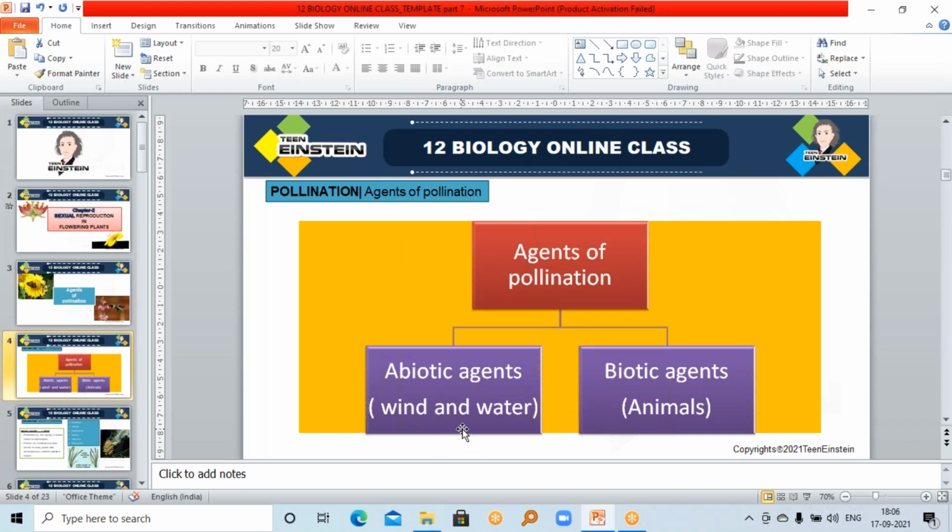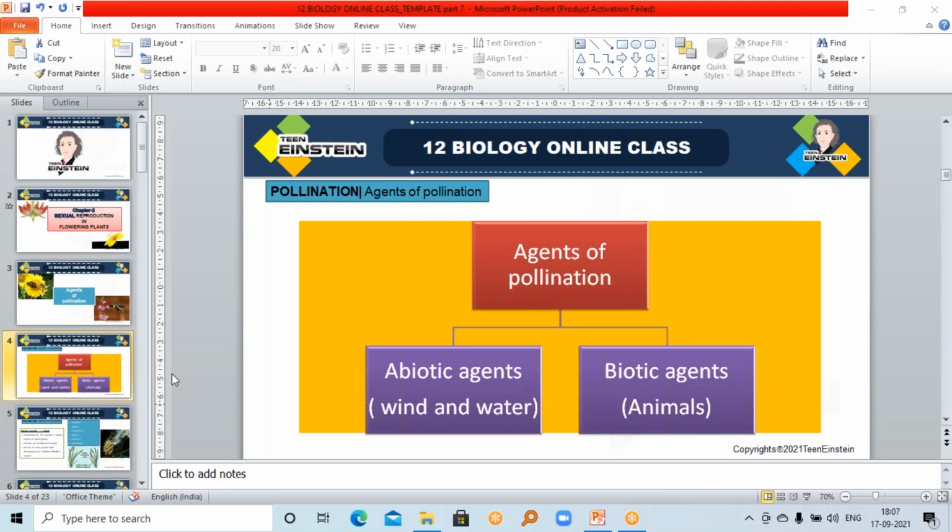Among agents of pollination, you can see two types: abiotic agents and biotic agents. The first one, abiotic agents, means wind and water. Got it? The second type is biotic agents. Biotic agents means animals. The pollinating agents are animals in the case of biotic agents. Most plants, the majority of plants, use biotic agents for their pollination.